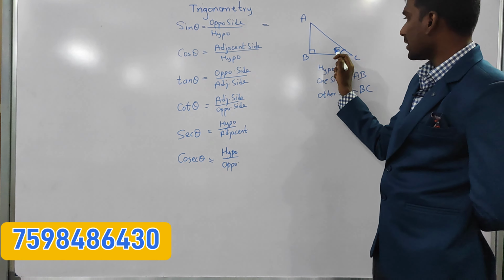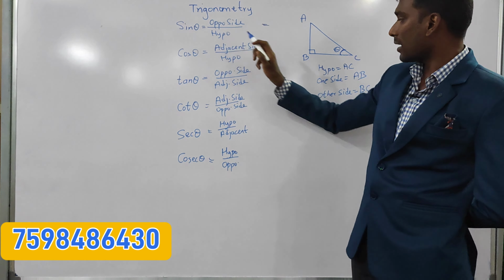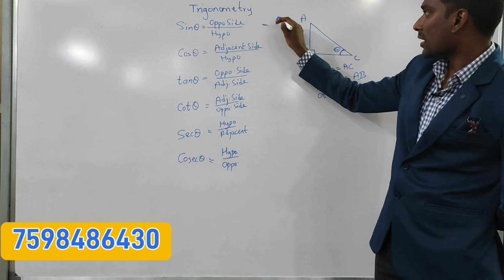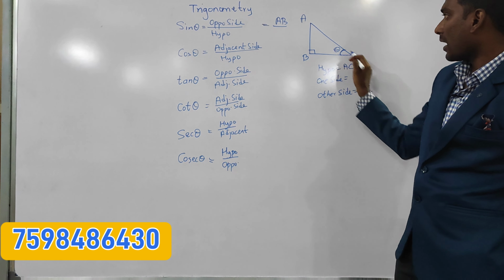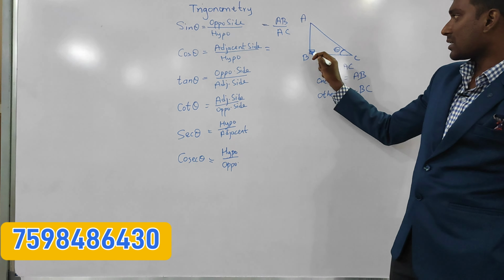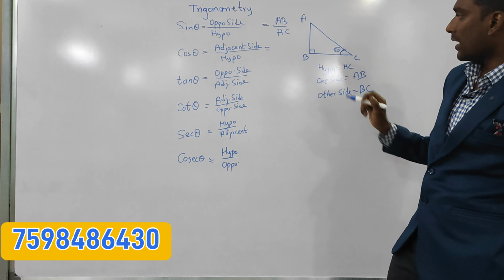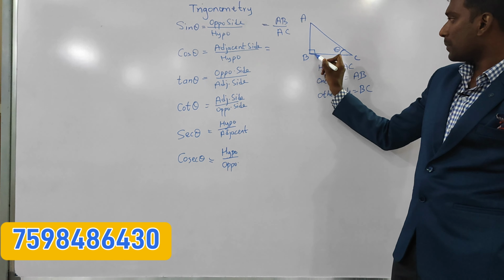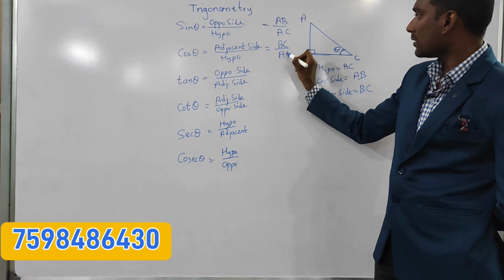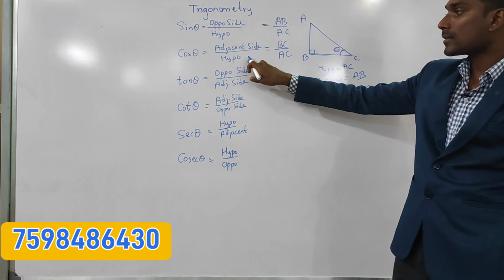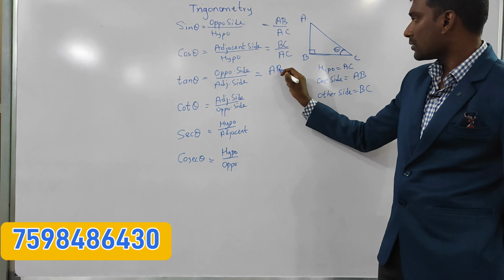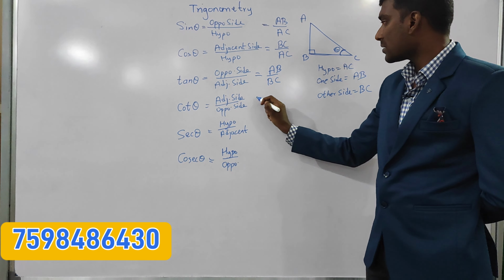This is theta, sine theta. Sine theta definition is opposite side by hypotenuse. So this is theta. Theta opposite side is AB. So I write AB divided by hypotenuse, which is AC. Next, adjacent side. This BC is the adjacent side to theta. So I write BC by AC because AC is the hypotenuse. Now tan theta, opposite by adjacent. So I will write AB divided by BC.